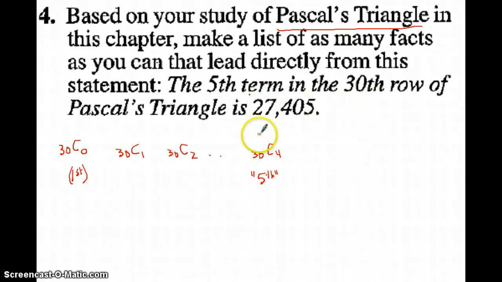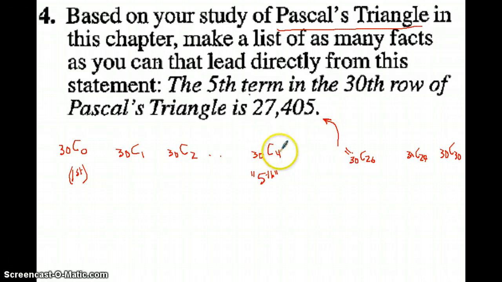Other things that I would just know from combinations, like the 5th term in the 30th row should be the same as the symmetrical spot at the other end of the row. Like 30C30 would equal 30C0, and 30C29 equals 30C1. So eventually, if I count back correctly, I'd find another one that's equivalent to this, and that would be 30C26. That one equals this as well.